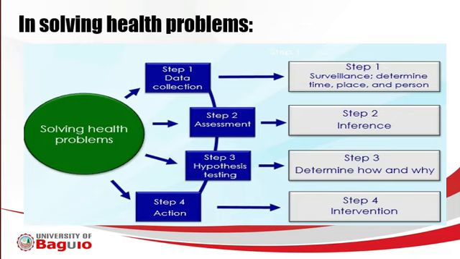Action or intervention. If we already know how to deal with this particular health problem, then our next step will be more on implementation as well. How are we going to implement this, how are we going to intervene in this particular person or this particular population to solve this health problem? So, 4 different steps in solving the health problem.